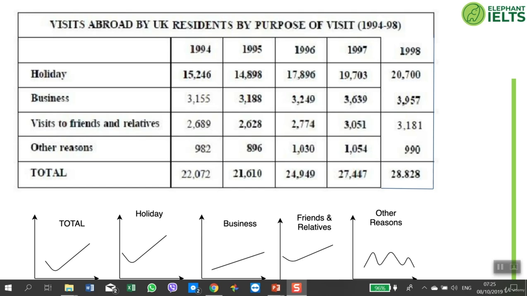And now you would take each purpose of visit separately and describe it using all the data. And remember to summarize. So try this and then check the model answer in the ebook.